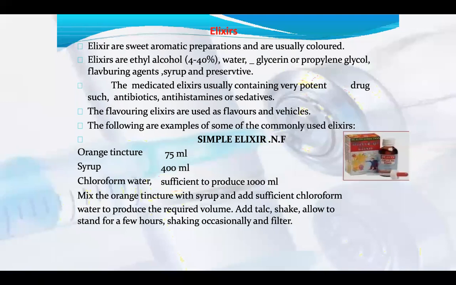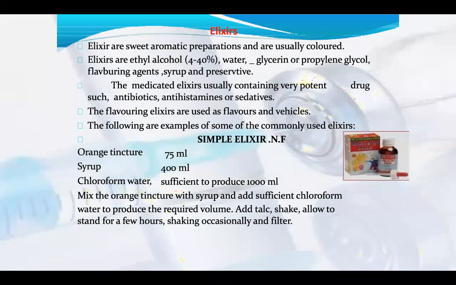Elixirs are sweet, aromatic preparations and are usually colored. Elixirs contain ethyl alcohol, 4 to 40%. They have water, glycerin or propylene glycol. Flavoring agents, syrups, and preservatives are added over there.